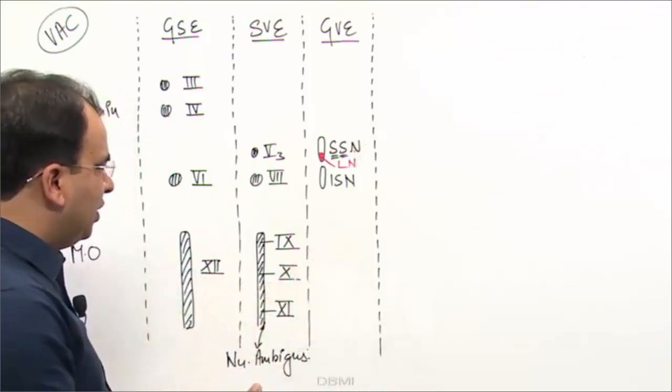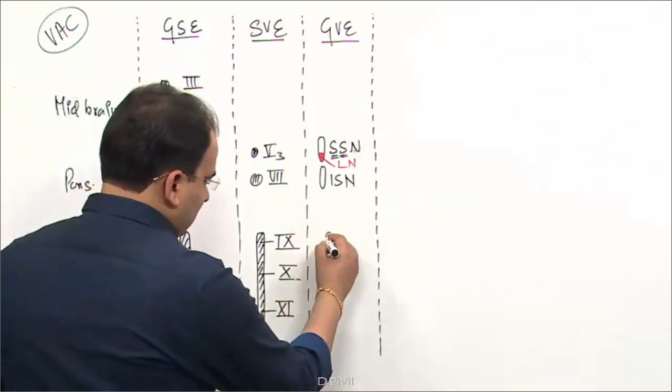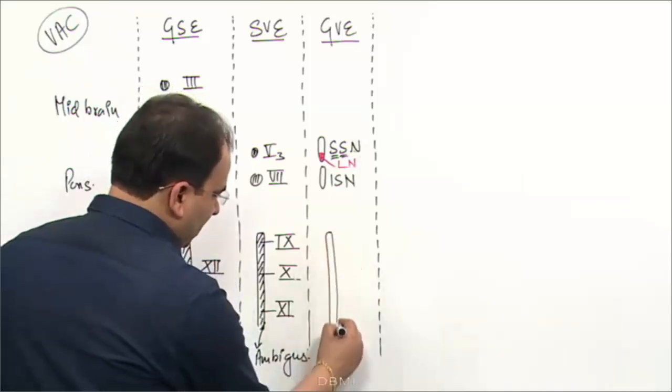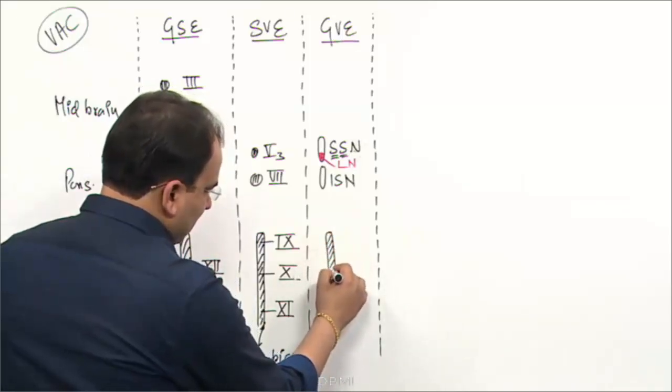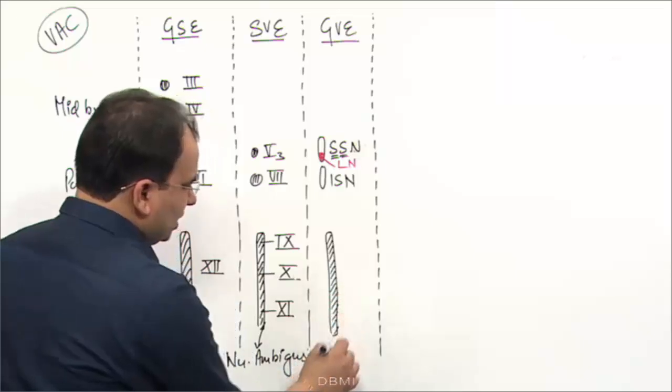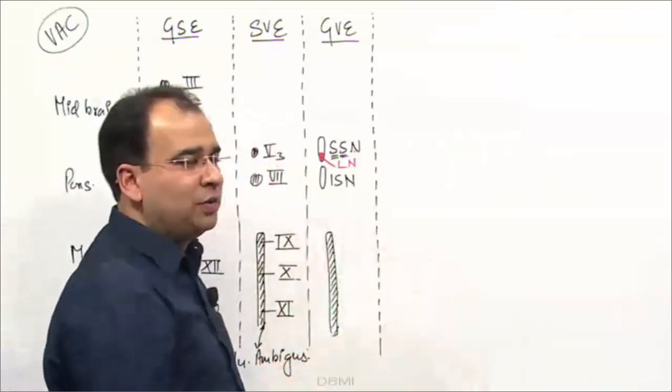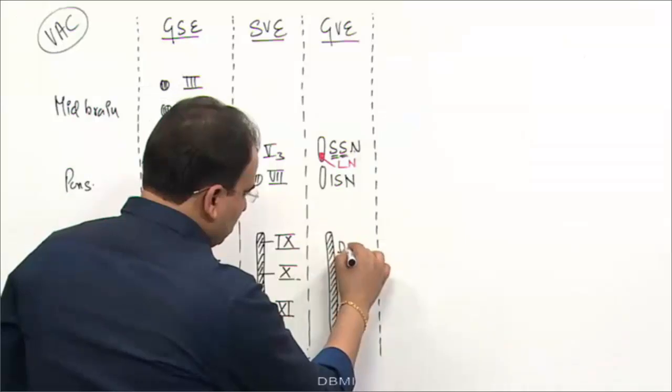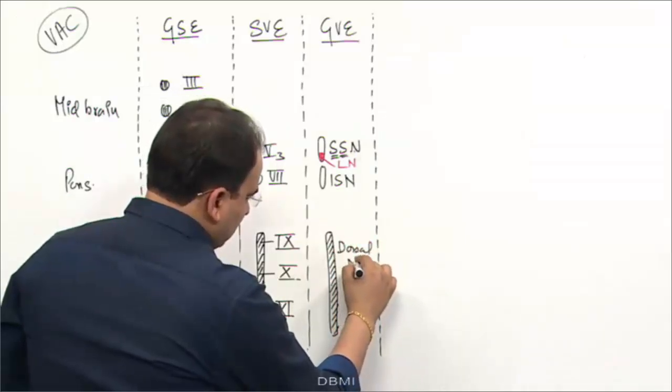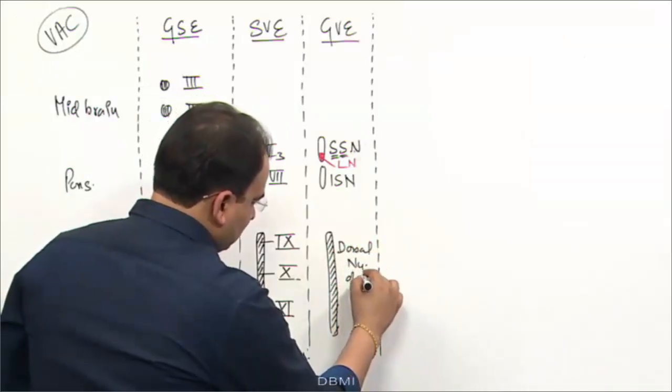In the medulla we have a nucleus here. This is called dorsal nucleus of vagus. As the name suggests, dorsal nucleus of vagus, it is pushed dorsally into the floor of the fourth ventricle.